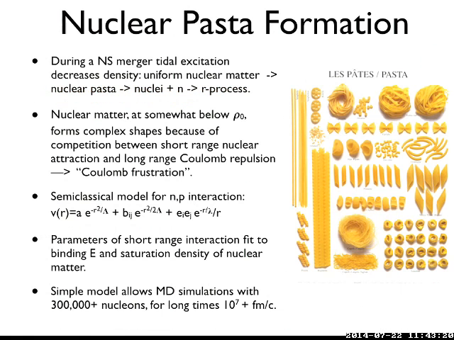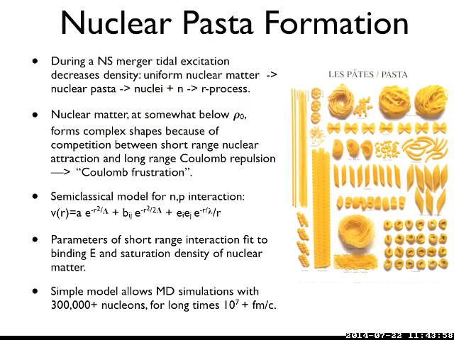So let's just follow a fluid element. And one of the things the fluid element does is it makes nuclear pasta. So during the neutron star merger, you're decreasing the density. You can start out with uniform nuclear matter in the core of a neutron star near the crust-core boundary. As it's being ejected to lower density, it forms complicated nuclear pasta shapes, which then react to form nuclei and neutrons, and then the neutrons capture to give you an r process.